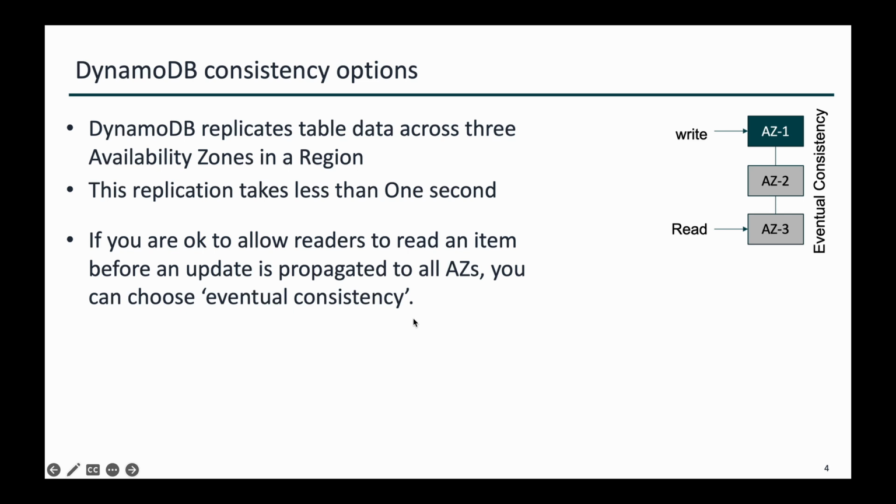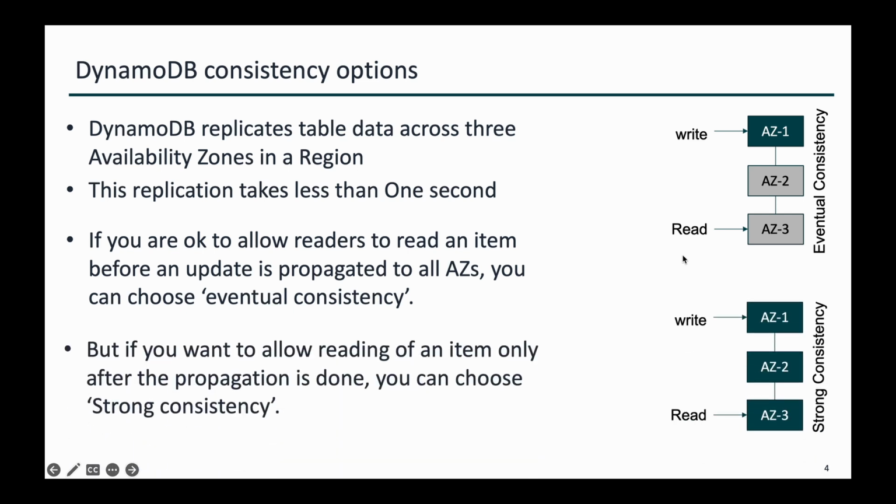But there are cases where, say, it's a flight booking system, and if somebody has already booked a particular ticket, that should be updated in all the other availability zones so that there won't be any double booking. For that scenario, we need to use strong consistency. In case of strong consistency, the read operation will wait until the propagation is done. You can see that here. If you want to allow reading of an item only after the propagation is done, you can choose strong consistency.